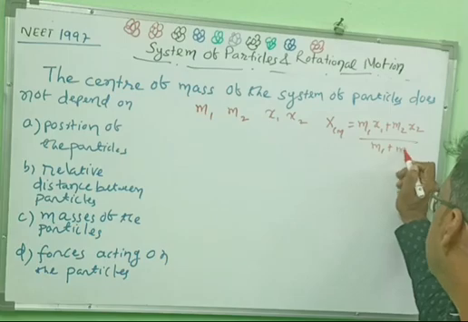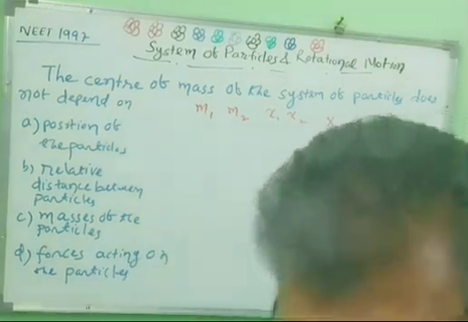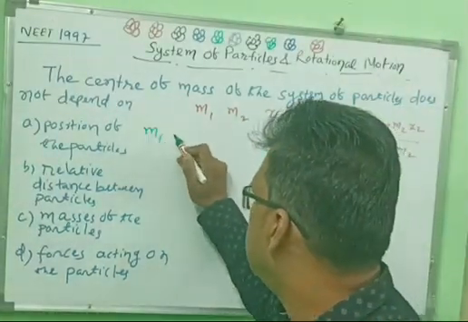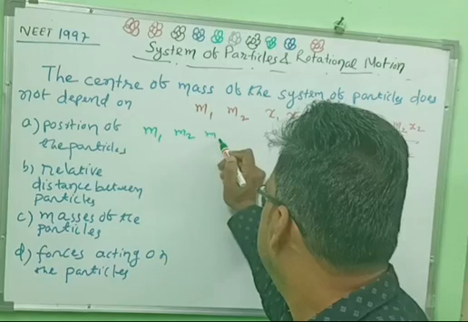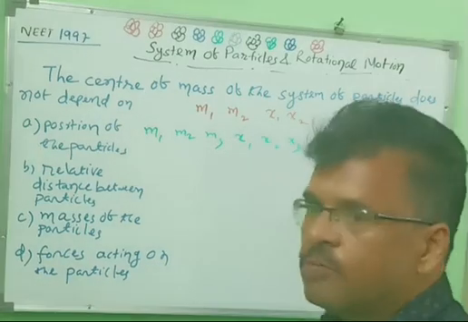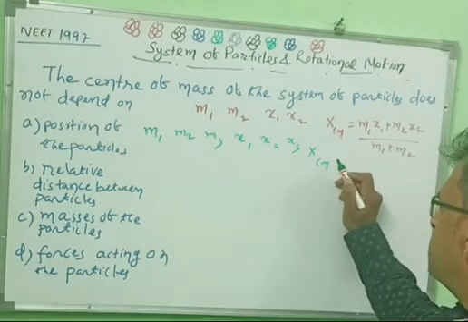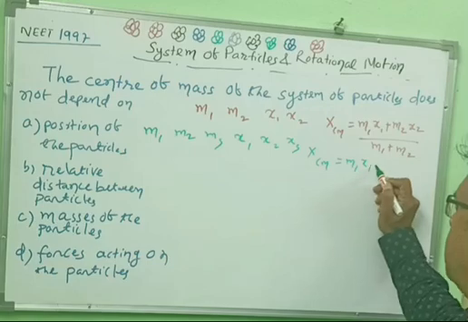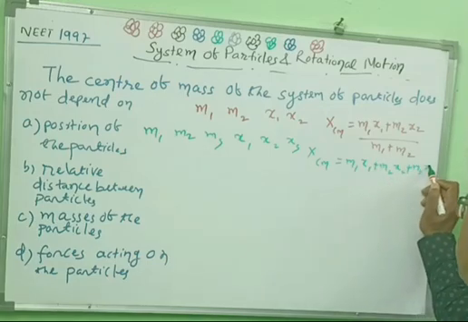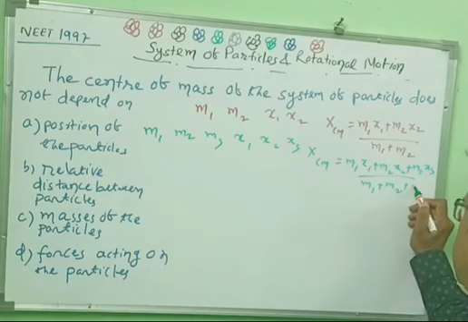(m1 + m2). If there are three particles, students, m1, m2 and m3, and their distances from the origin are x1, x2 and x3, then what will be the formula for the distance of the center of mass from the origin? Then it becomes (m1 x1 + m2 x2 + m3 x3) by (m1 + m2 + m3) and so on.